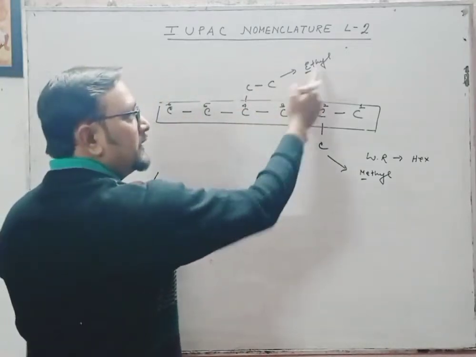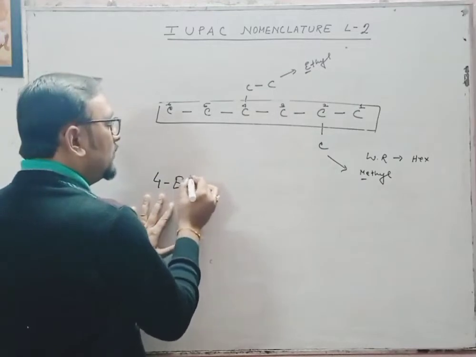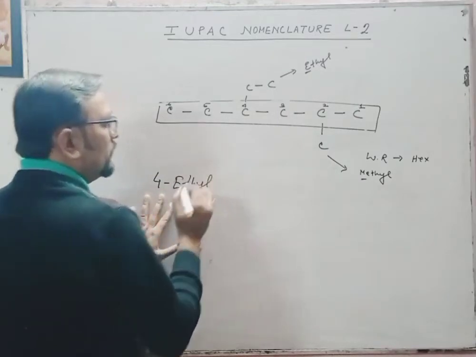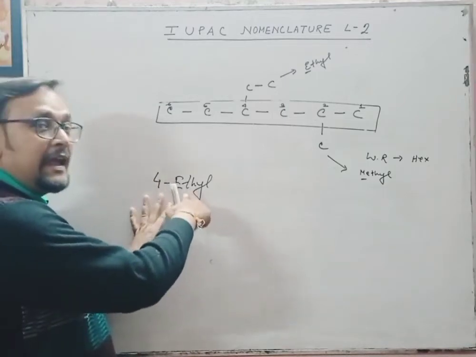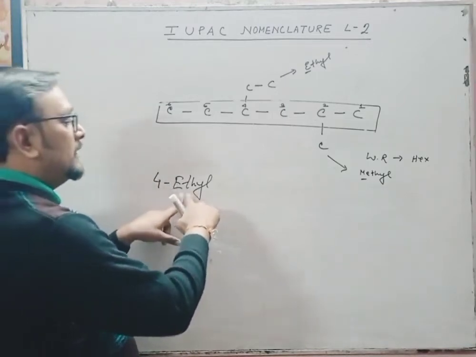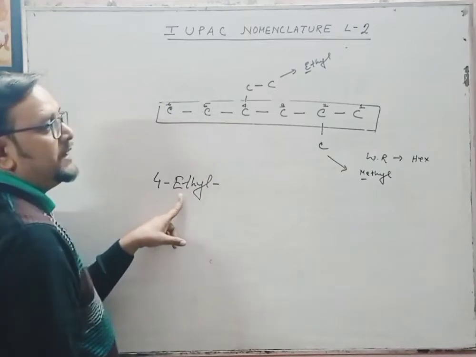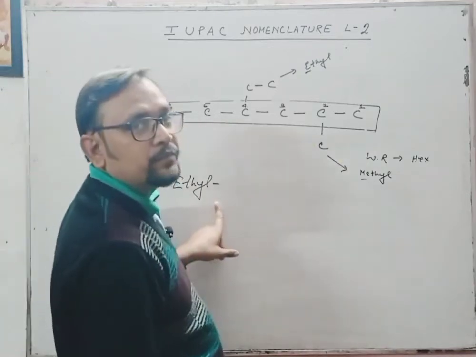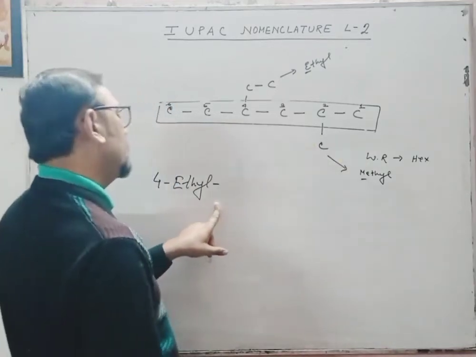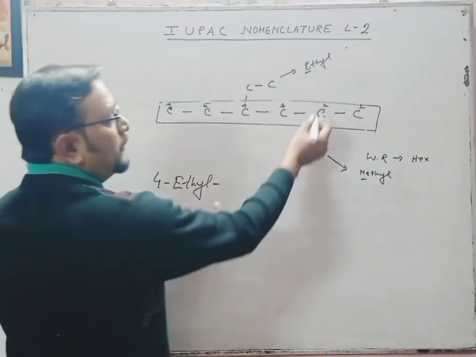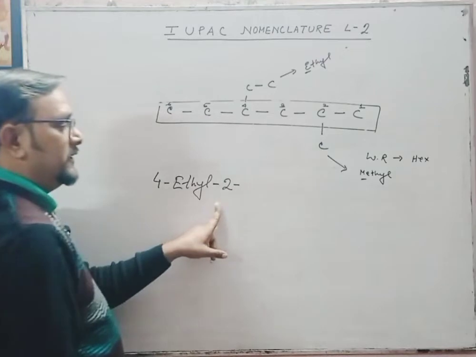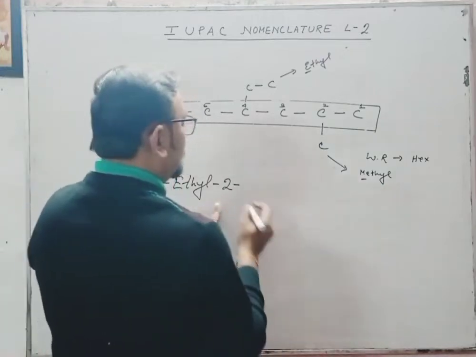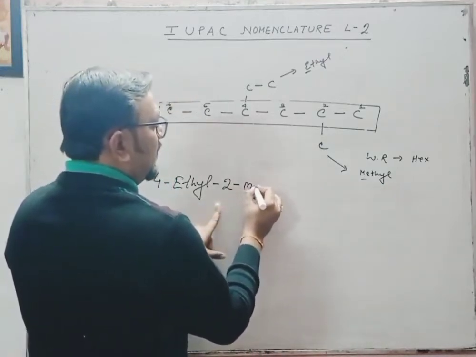What is it? Ethyl, 4-ethyl, meaning in the fourth position you have an ethyl group. Next, again I will give a hyphen. Why? Because again I am going to write a number. So what is the number now? 2, second. Again I will give a hyphen, and then I will write the name methyl.